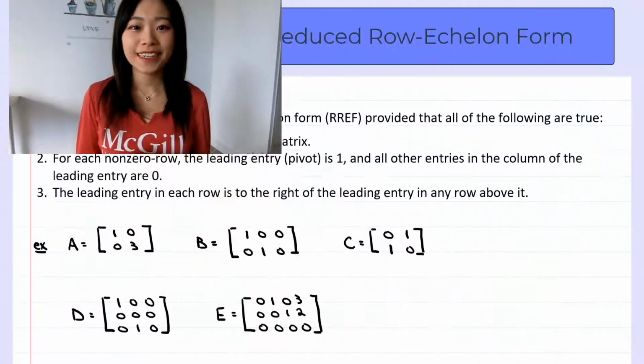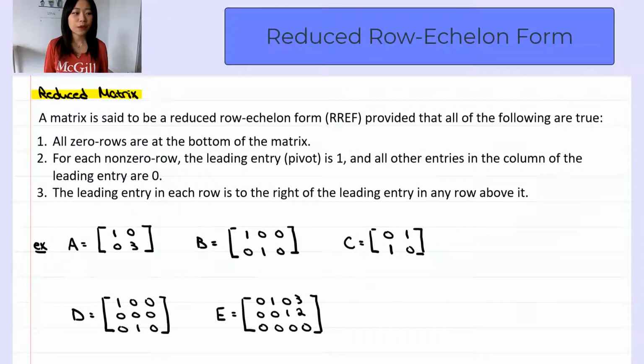My name is Gina. A few weeks ago, I introduced the 3 types of elementary row operations. Now in this video, let's look at how to use the elementary row operations and reduce a matrix into reduced row-echelon form. Let's start with the definition. What is a reduced row-echelon form?